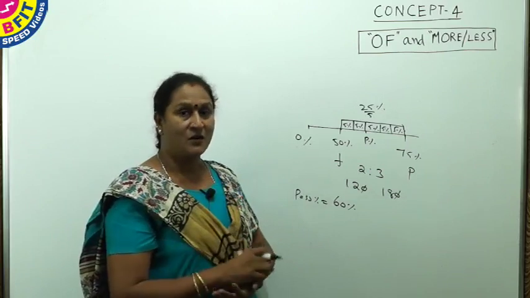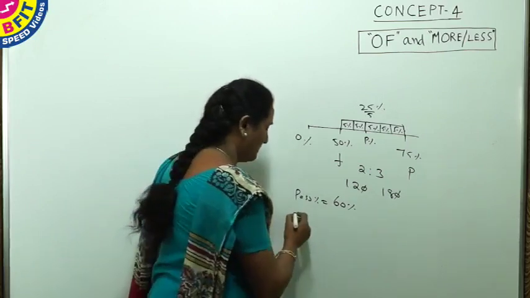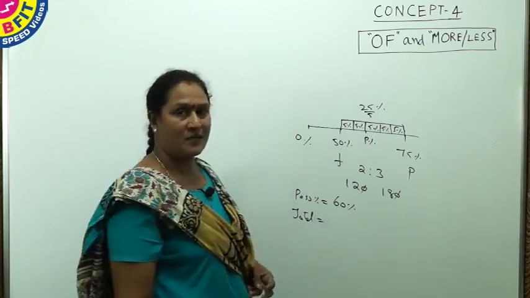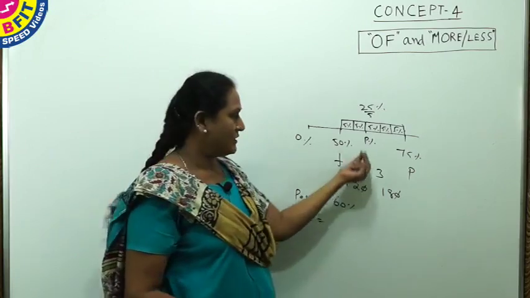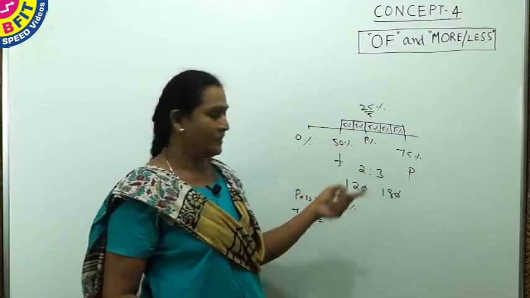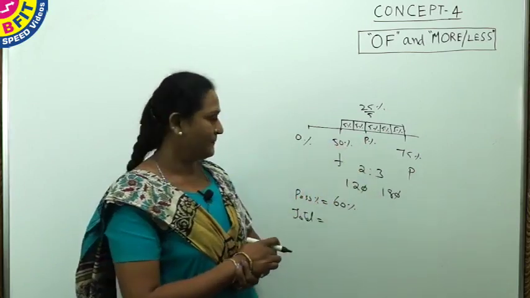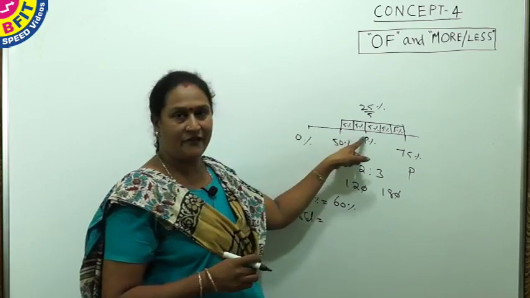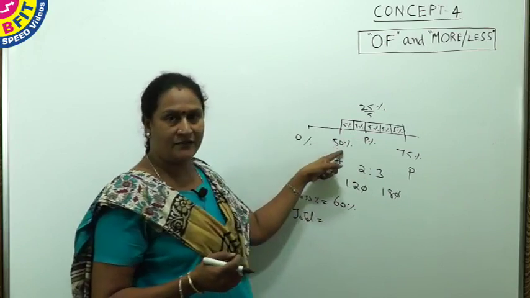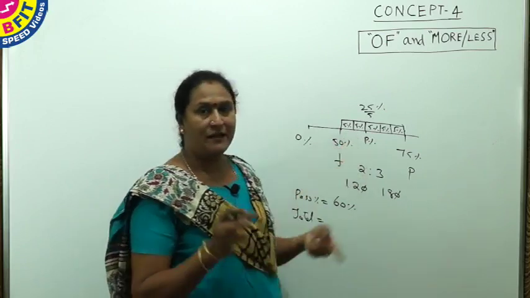Suppose they ask what the total marks is. The pass percent is 60%. So just figure out where the pass percent is. Add this 10 with 50. So 60% is the pass percent. By what percent did he fail? 60% is the pass percent. This candidate gets 50%, so he failed by 10%.